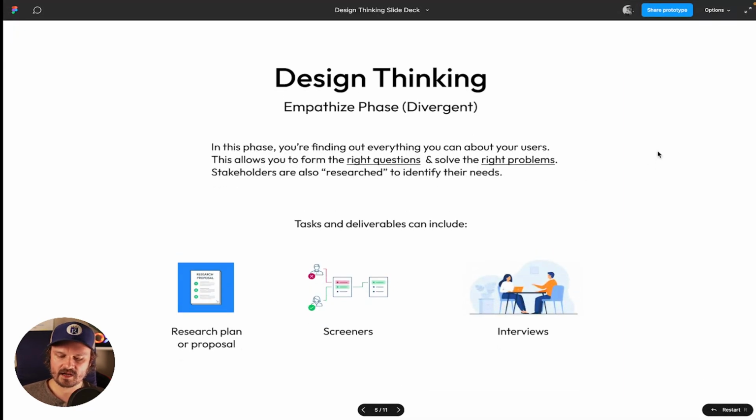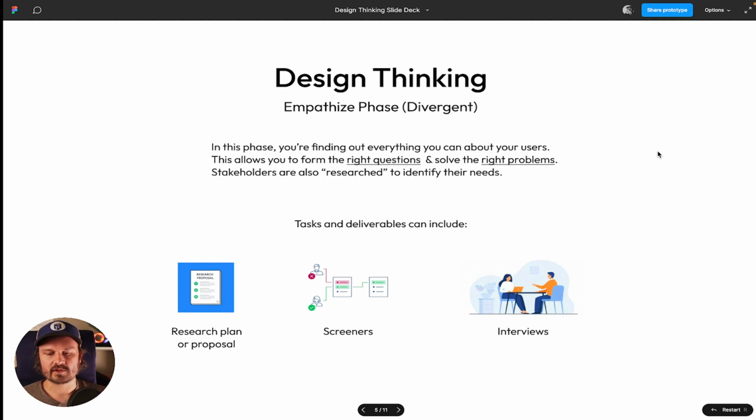I underlined right questions and right problems, and that is very important to keep in mind. You don't want to skip any stage, of course. And I don't want to say that any one phase of the design thinking process is more important than another. However, the empathize stage is first, and it's first for a reason: without solid information on your users, and for that matter your stakeholders, you are likely to go into the product development cycle and solve a question that may not be that big of a deal, or that users don't necessarily care about, or you might be solving the wrong problem.